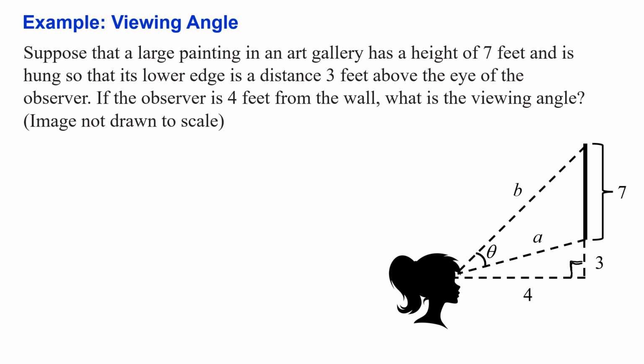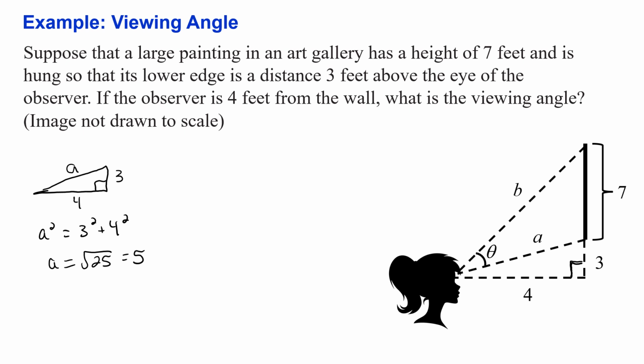So to find the length of side A, we're going to use the right triangle with horizontal leg of 4 feet, vertical leg of 3 feet, and hypotenuse of length A. So using Pythagorean theorem, we can write A squared equals 3 squared plus 4 squared. And solving for A, we would get A equals square root of 25, which is 5.